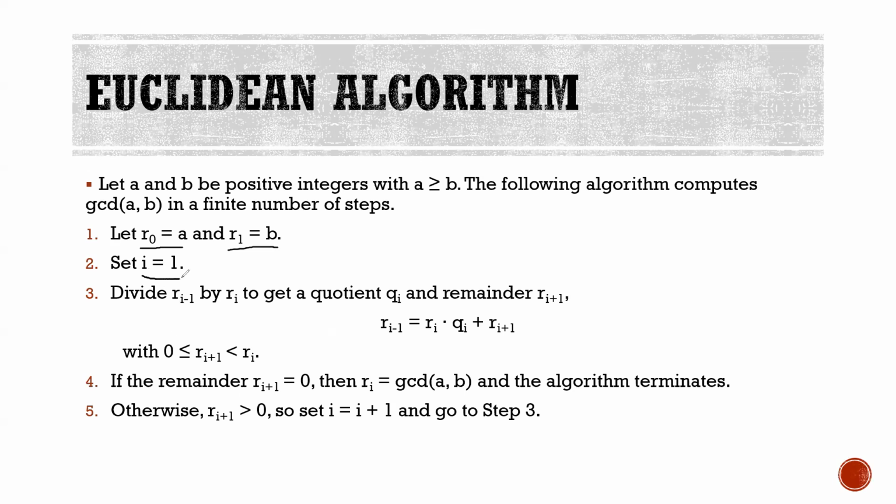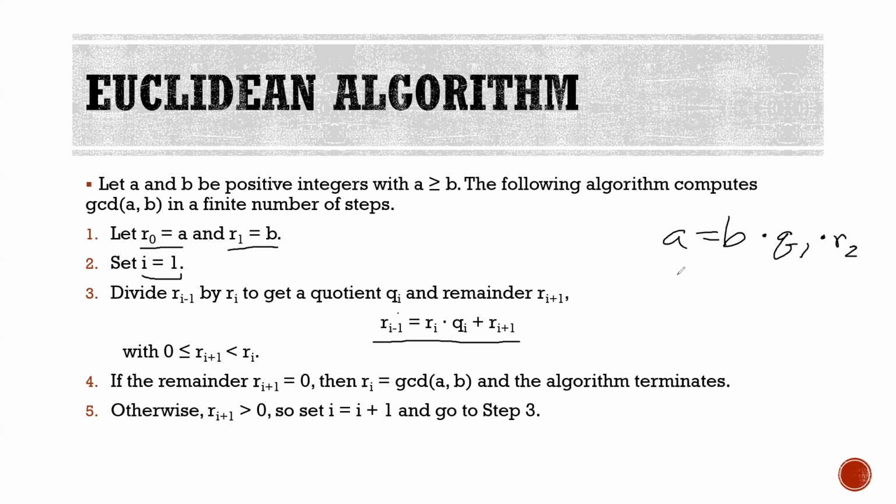And so we're going to start. We set i equal to 1. Then R(i-1), which obviously is R0, I'm going to divide that by this to get the quotient. So notice I'm using the division algorithm right here, using my first number. So this in essence would be A equals B times some Q1 plus R, and we'll call it R2 because we're starting this with a thing.